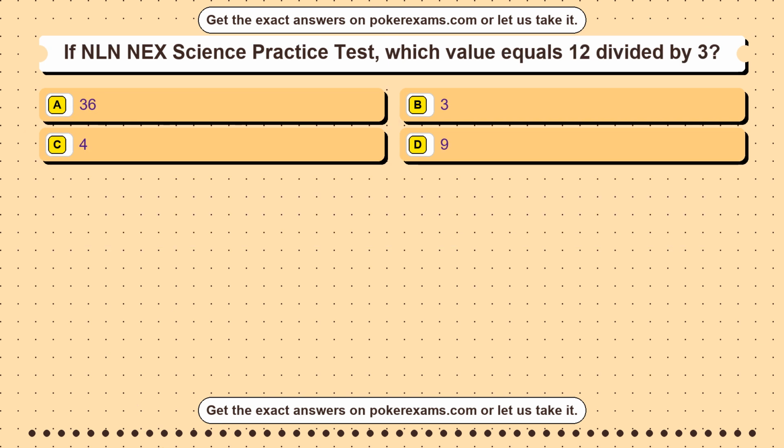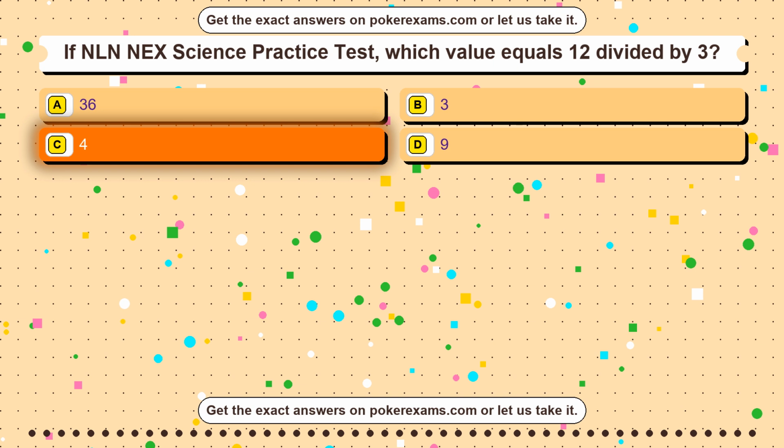Question 40. On the GED RLA practice test, how should 0.25 be written as a fraction? Option A, 25 tenths. Option B, 1/4. Option C, 1/2. Option D, 2/5. The correct answer is option B.